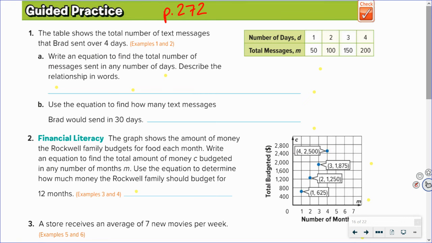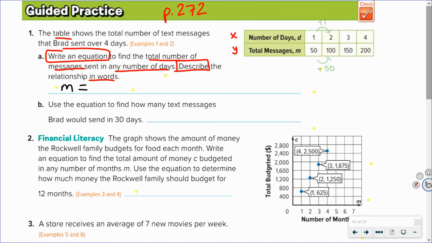Let's go through numbers 1, 2, and 3 together. Number 1, table shows the total number of text messages that Brad sent over 4 days. So we got a table here. Part A, write an equation to find the total number of messages sent any number of days, and then describe what it means in words. So first things first, write an equation. I'm going to write M equals. After all, the messages depends on the number of days.